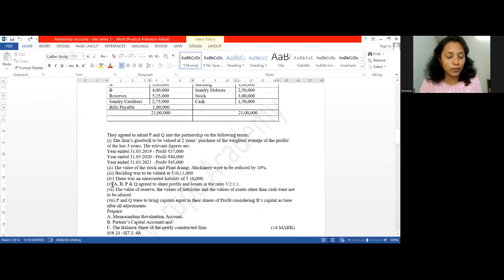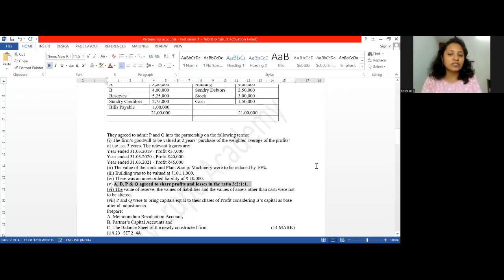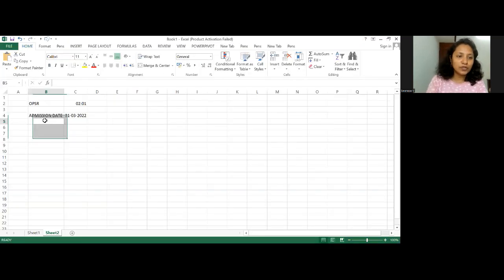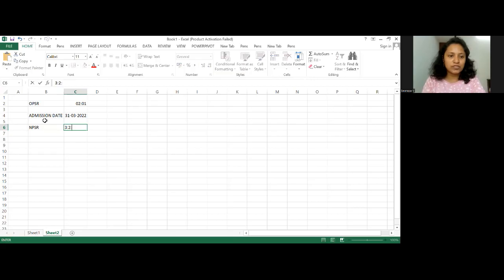And then we have the fifth point. A, B, P, Q agree to share profit and losses in the ratio 3:2:1:1. So the new profit sharing ratio is 3:2:1:1. So this is our step one. Step one is identifying the old profit sharing ratio. Step two is identifying the new profit sharing ratio. What is step three? Step three is identifying your sacrificing ratio.